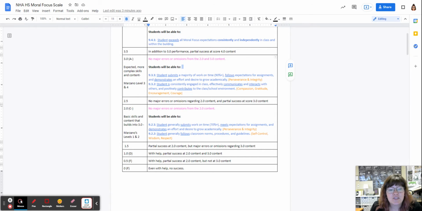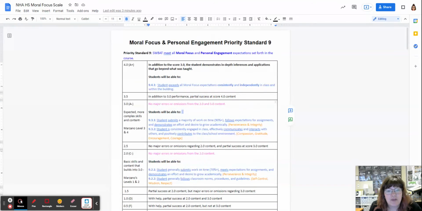9.3.2 says that a student is consistently engaged in class, effectively communicates and interacts with others, and positively contributes to the class or school environment. And this is how they can show compassion, gratitude, encouragement, and courage. So that's the goal for all of our students to reach. Anyone who exceeds this would be eligible for that 4.0 option.